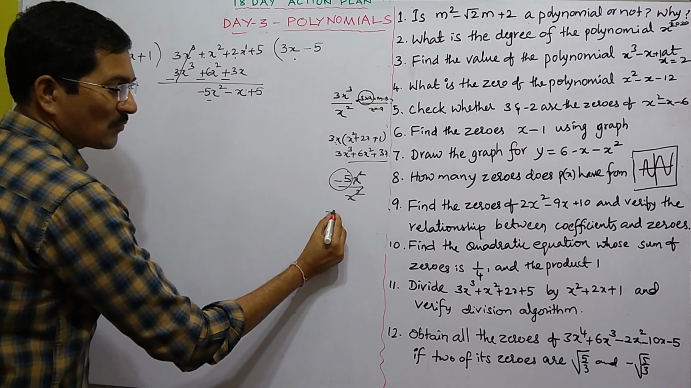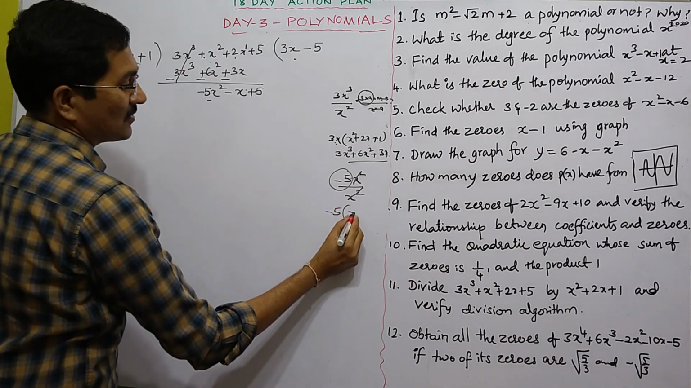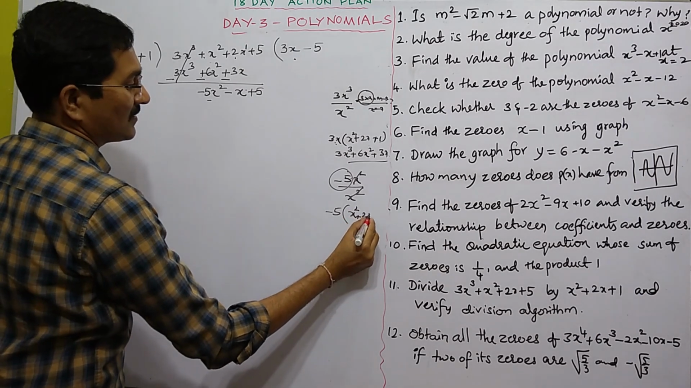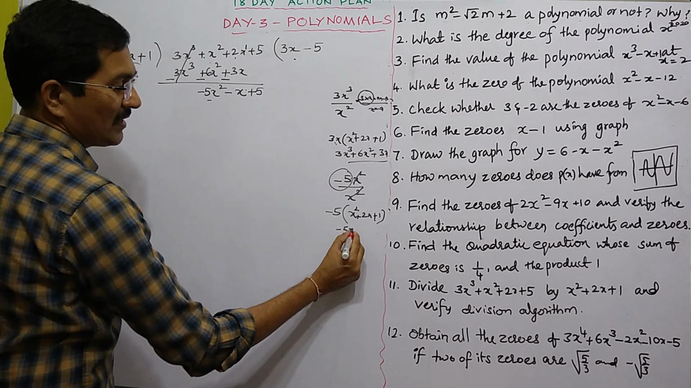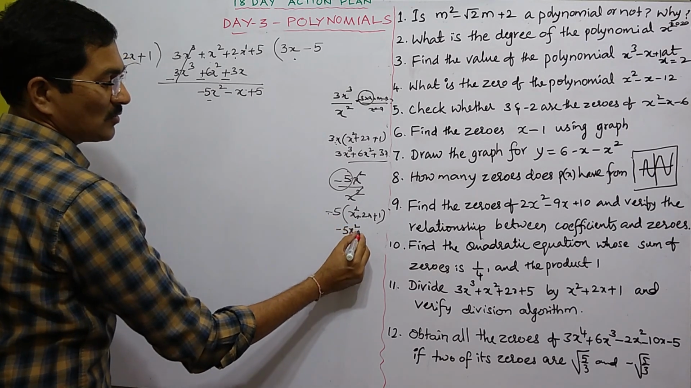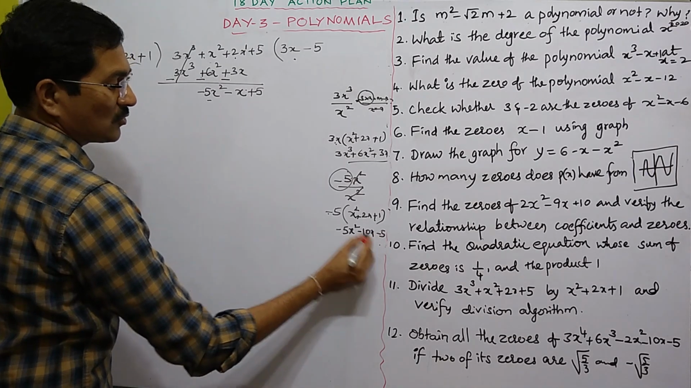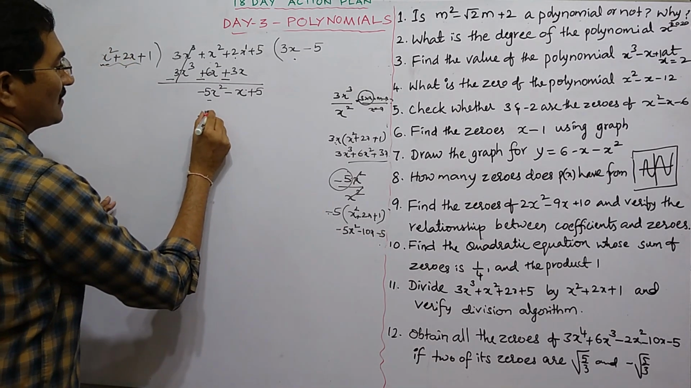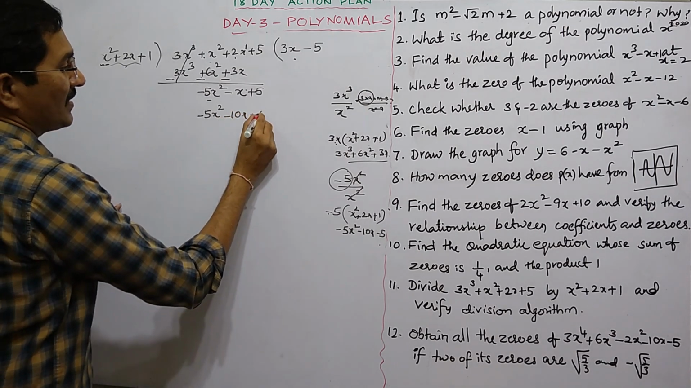Now with this minus 5, you have to multiply the divisor x square plus 2x plus 1. So minus 5 into x square is minus 5x square. Minus 5 into plus 2x is minus 10x, and minus 5 into 1 is minus 5. This has to be taken here: minus 5x square minus 10x minus 5.